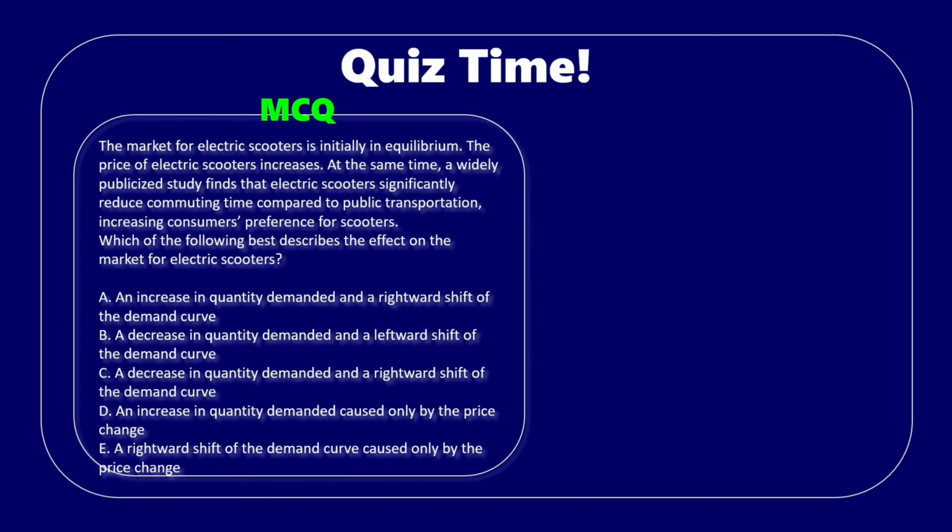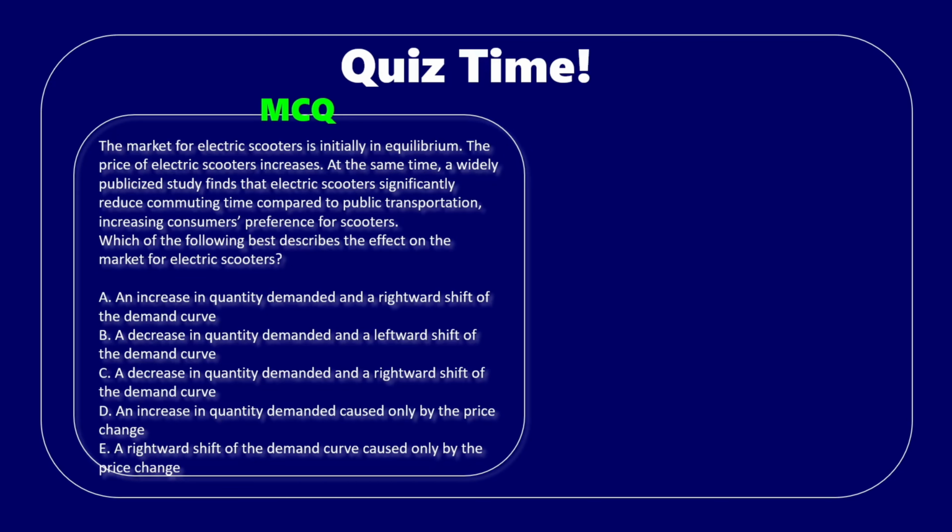Now let's slow this down and separate price effects from non-price effects. The first thing that happens is the price of electric scooters increases. Anytime price changes, that affects quantity demanded, not demand. Higher price means a decrease in quantity demanded, so that's movement along the demand curve.